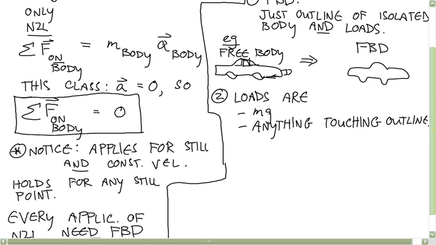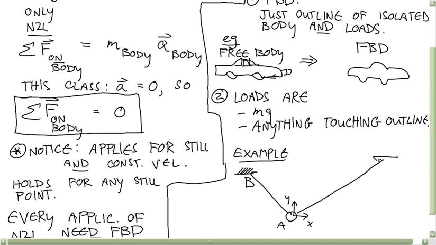Okay, so let's look at an example. Yes. So let's say that we have a mass of 10 kilograms and it's connected to a support by a cable. It connects to this support at a point B. We'll call this point A. Let me move that. I'll put the coordinate system here. And it's connected to another support at C.